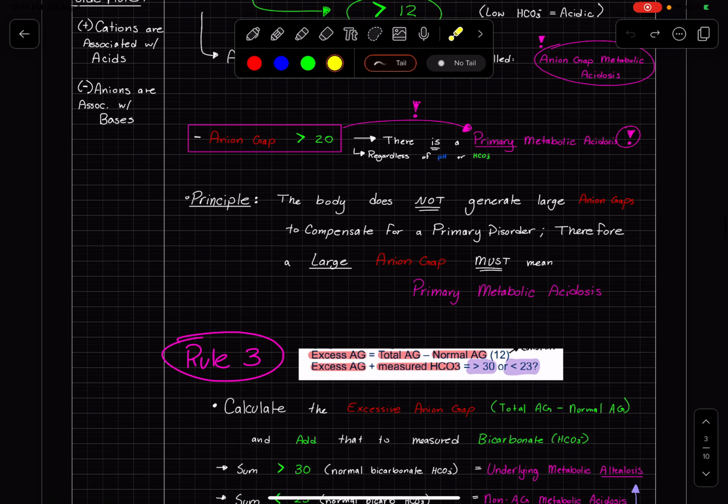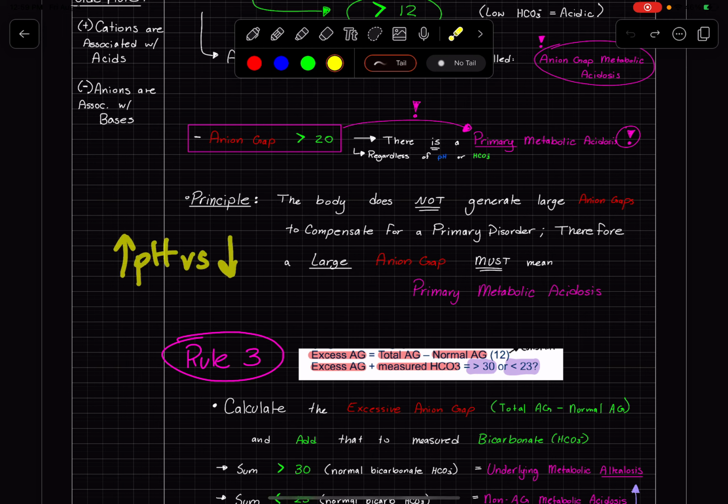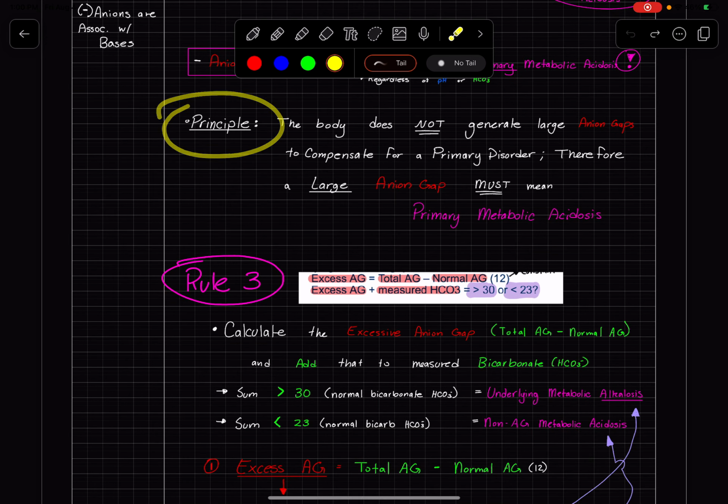And that's what he says in his principle here. In his principle, he says the body does not generate large amounts of anion gap to compensate for a primary disorder. So for instance, if we had a respiratory alkalosis, and the body wanted to produce a metabolic acidosis to fight that off, because it'd be high pH versus a low pH, theoretically, right? If it wants to fight that, it wouldn't reach this level of anion gap. The only time this level of anion gap is reached is if it's a primary process. It's like the first process causing issues. So that's a principle he said, so it's probably good to know.